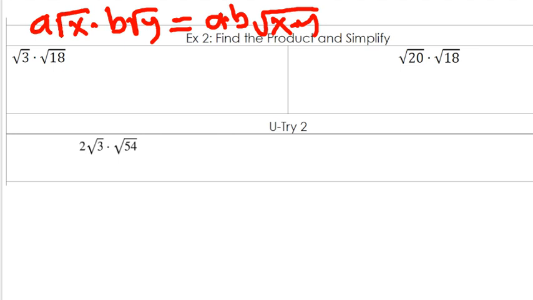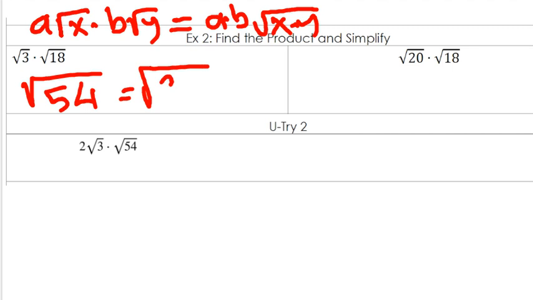I have square root of 3 times square root of 18. I can write this as square root of 54. Square root of 54 can be split later on into a 9 and 6, which we can simplify into 3 square root of 6.